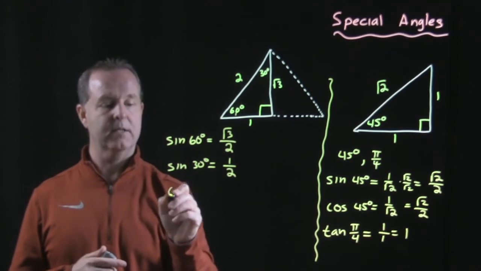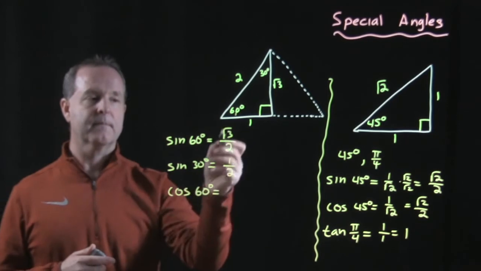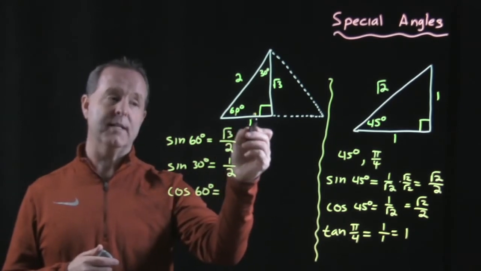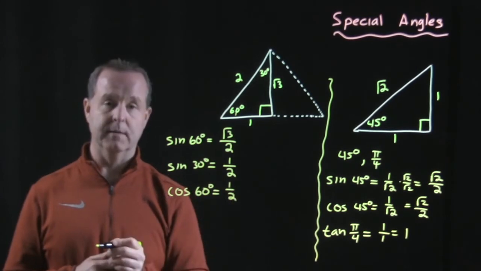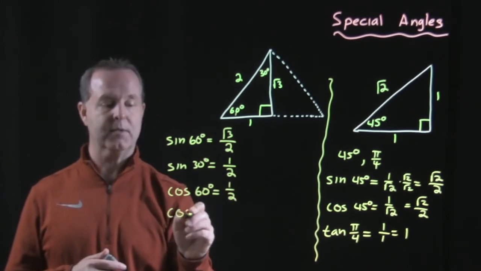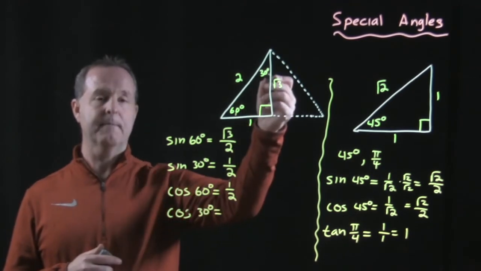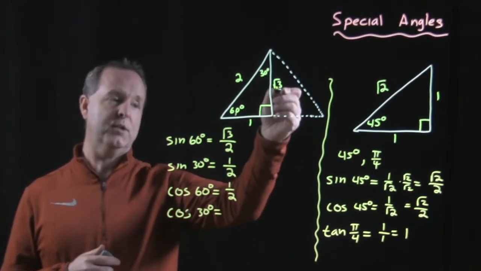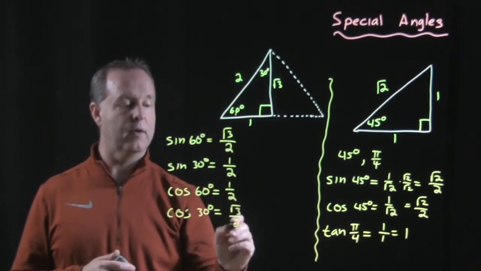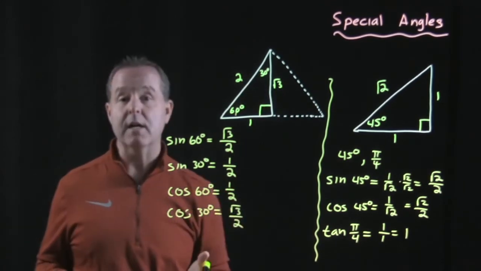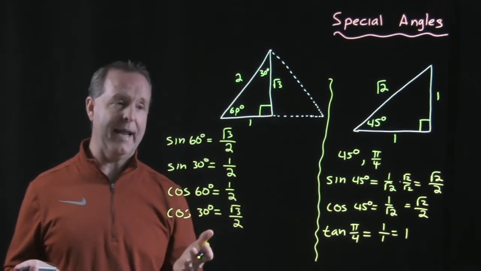The cosine, let's look at cosine of 60 degrees. Back at the 60-degree angle, the cosine is the adjacent over the hypotenuse, which is 1 over 2. And then let's look at the cosine of 30 degrees, just for comparison's sake. Cosine of 30 is adjacent, which is root 3, over my hypotenuse, which is 2.